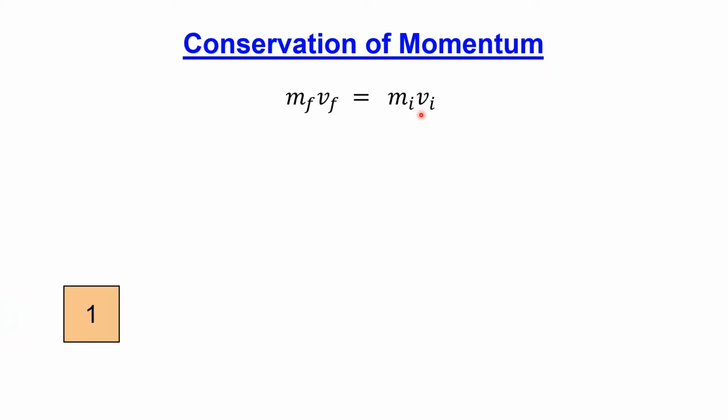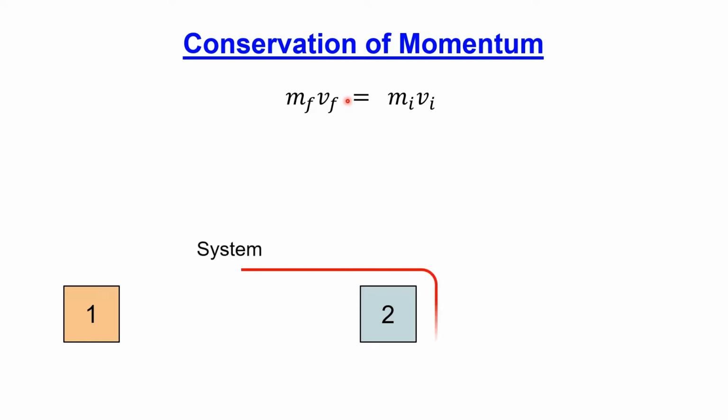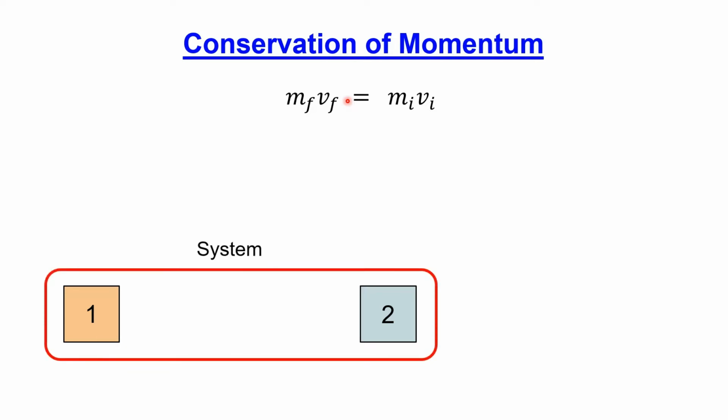Well, this works out great if I have one object whose motion I'm interested in. I can just plug in mass and velocity values, and the equation is simple. But what if I have two objects that I'm interested in, and I want to consider both of their motion at the same time? Well, in that case, my system would be both of the objects at the same time.